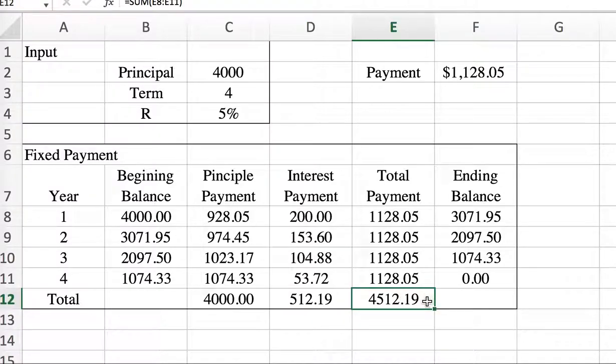And this number is slightly bigger than the one under the fixed principal payment schedule because we paid off less principal in the first 2 years, we paid more principal in the last 2 years. And because of that, we pay more interest. And because we paid more interest, the total payment is going to be slightly larger.